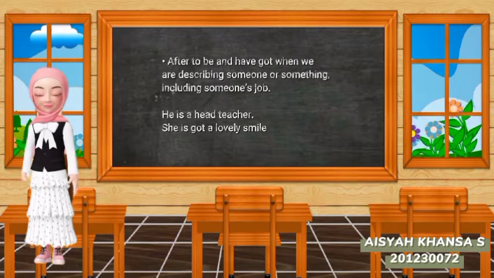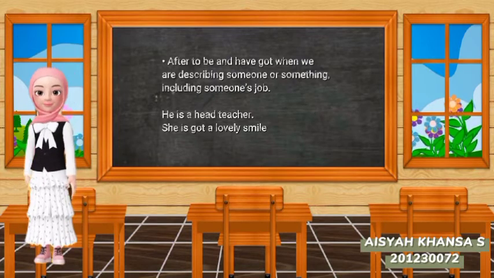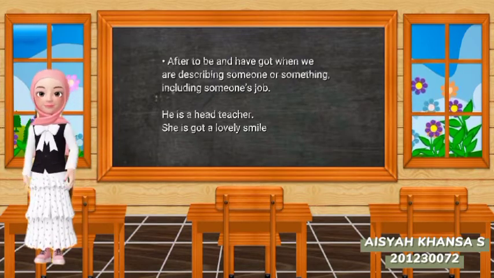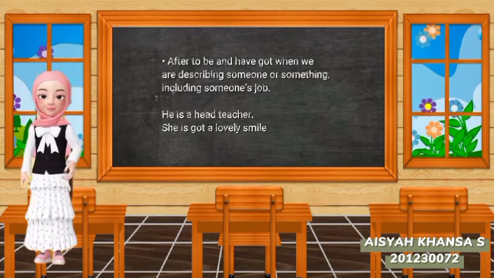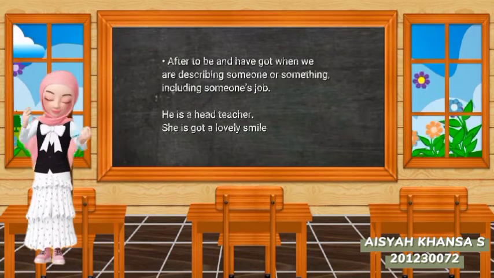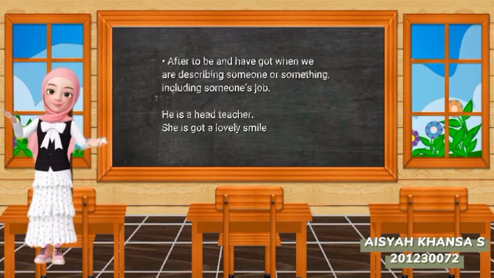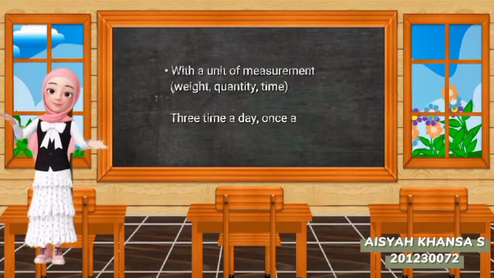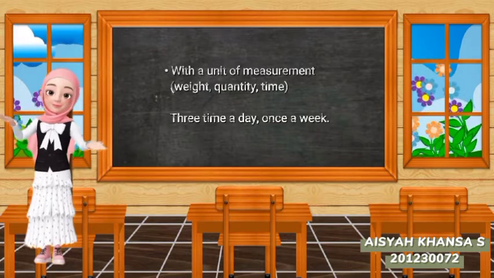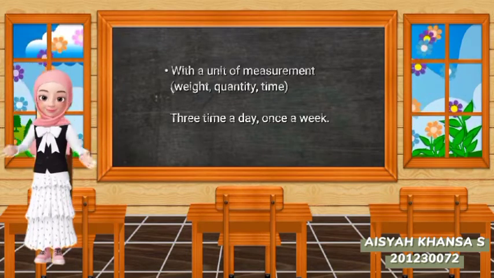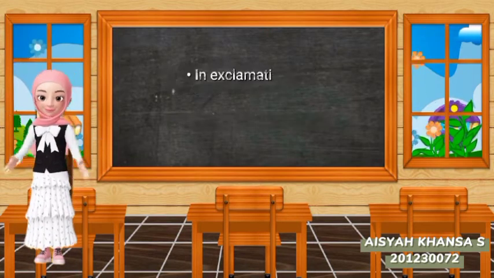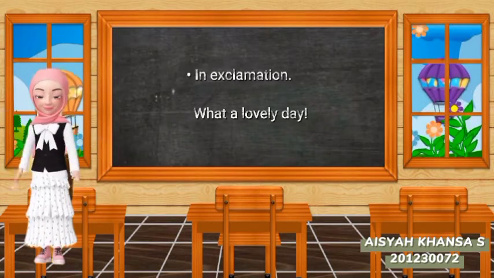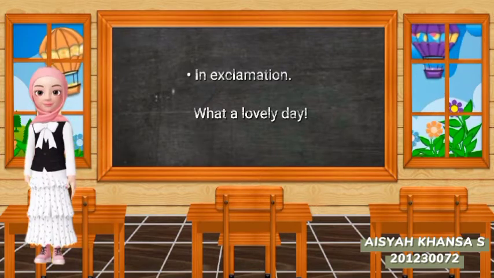The third, after to be and have got when we are describing someone or something, including someone's job. For example, he is a head teacher. She has got a lovely smile. The fourth, with a unit of measurement: weight, quantity, time. For example, 3 times a day, once a week. The fifth, in exclamations. For example, what a lovely day.